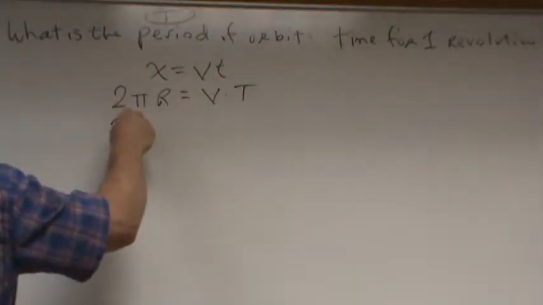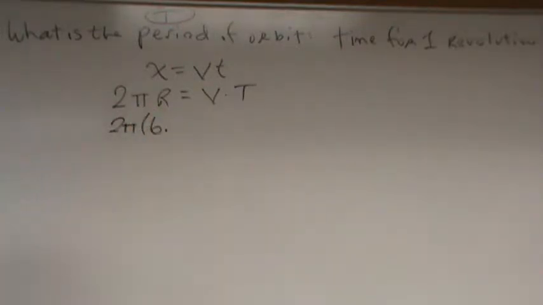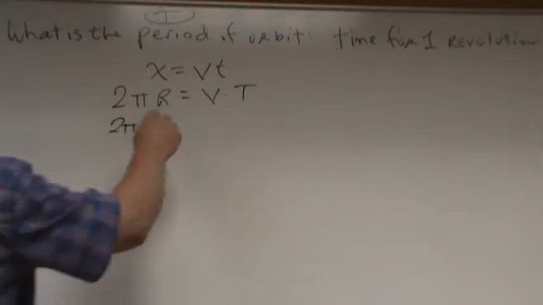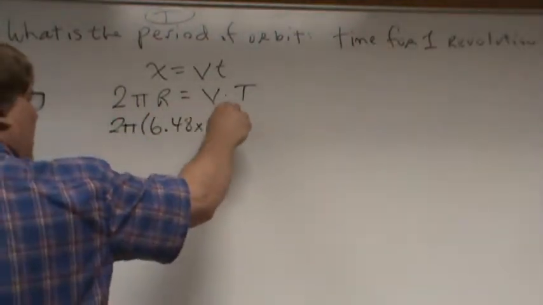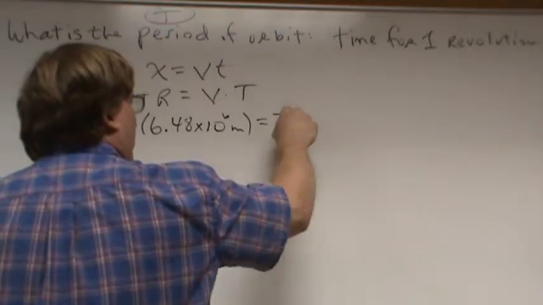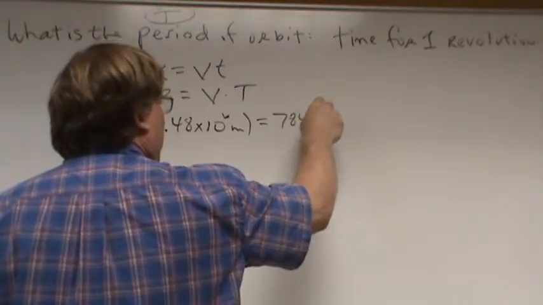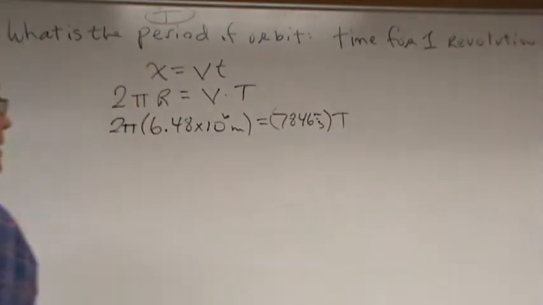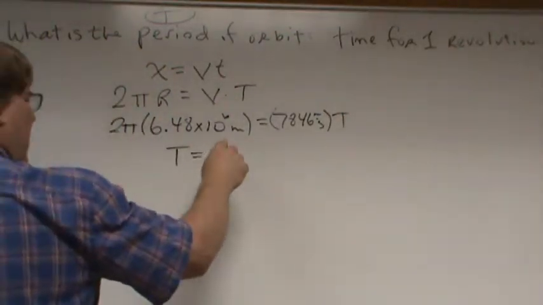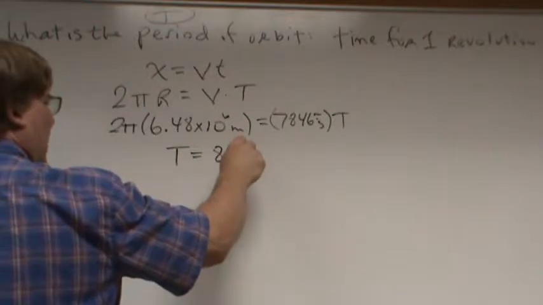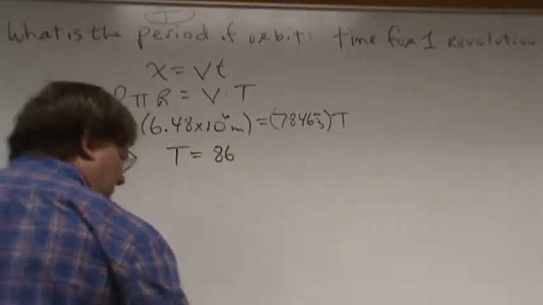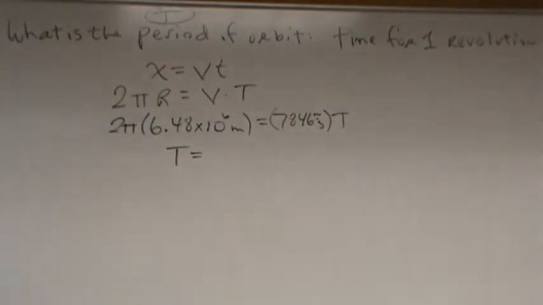So now I'm going to have 2 times pi times 6.38 times 10 to the 6th, this is 6.38 million. 6.38 million plus 100,000 gets me 6.48 million. Are you guys okay with that? Can I just put 6.48 million for my R? And this is 78.46 meters per second times a period. And so I end up with a period of approximately 5,000 something seconds.